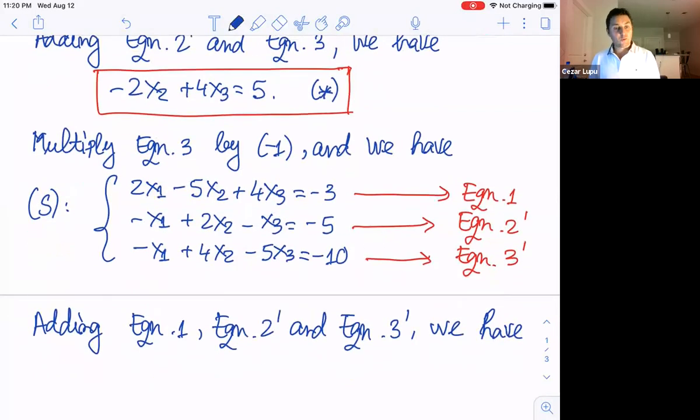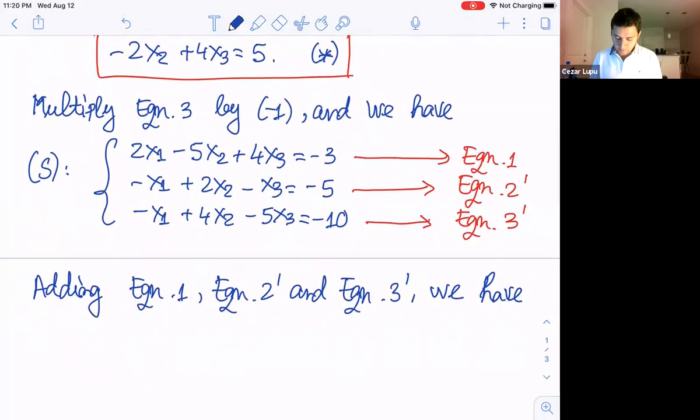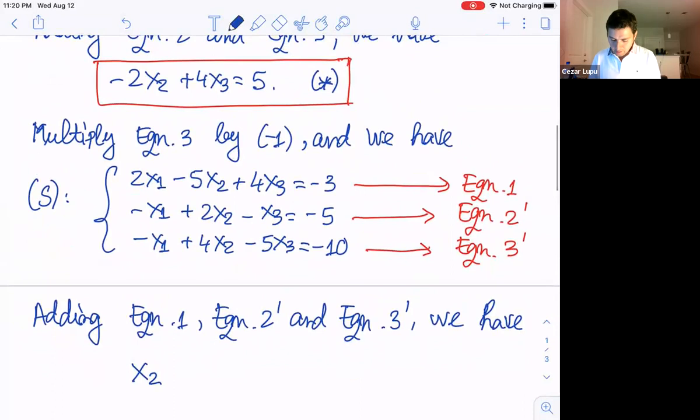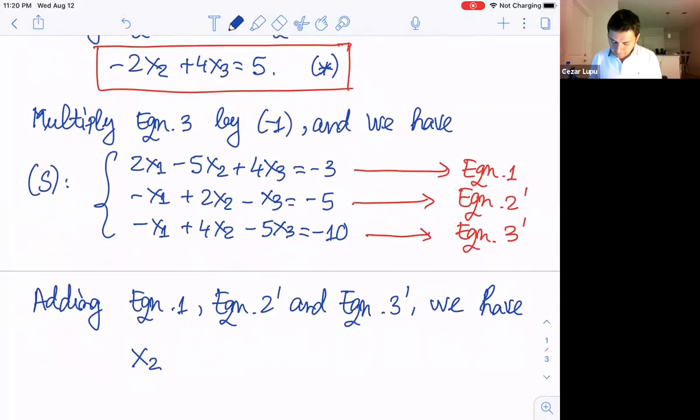Well, as you can see, x1 will vanish again, and we'll have what? We'll have x2, right? Minus 2x3, right? It will be negative 18. Let's call this double star.